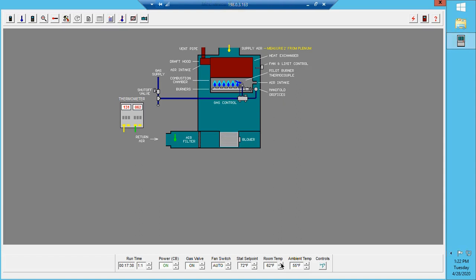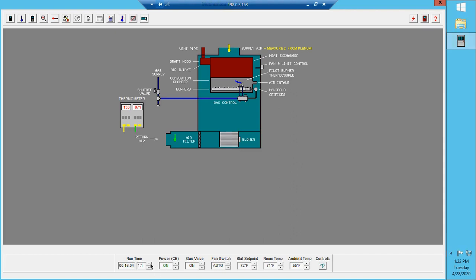If I satisfy my thermostat, raise my room temperature, look at that. My main burner has shut off. My blower is still on because now I have to allow my furnace to cool off and get rid of that residual heat that is sitting in there.